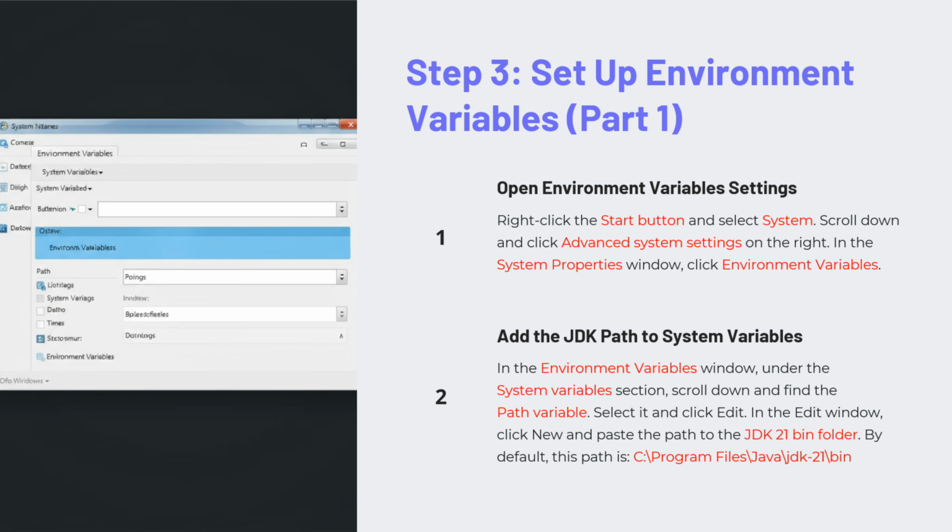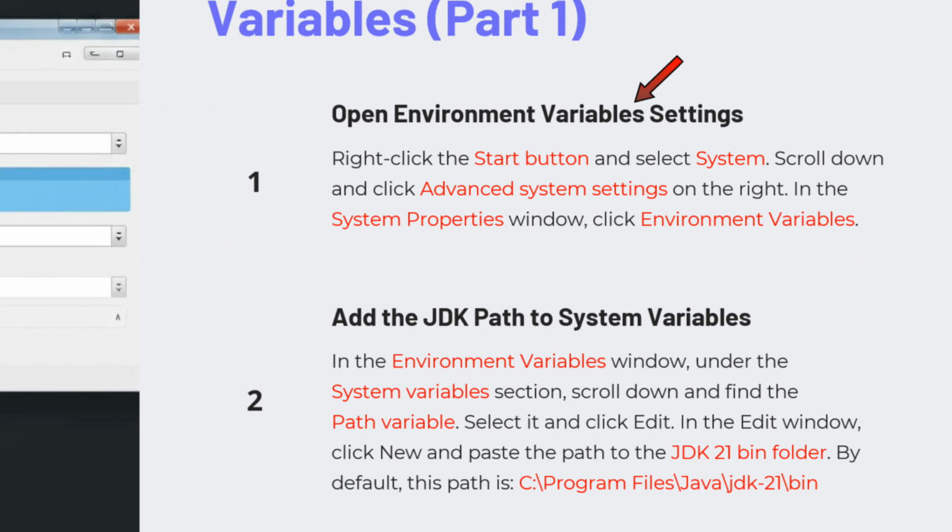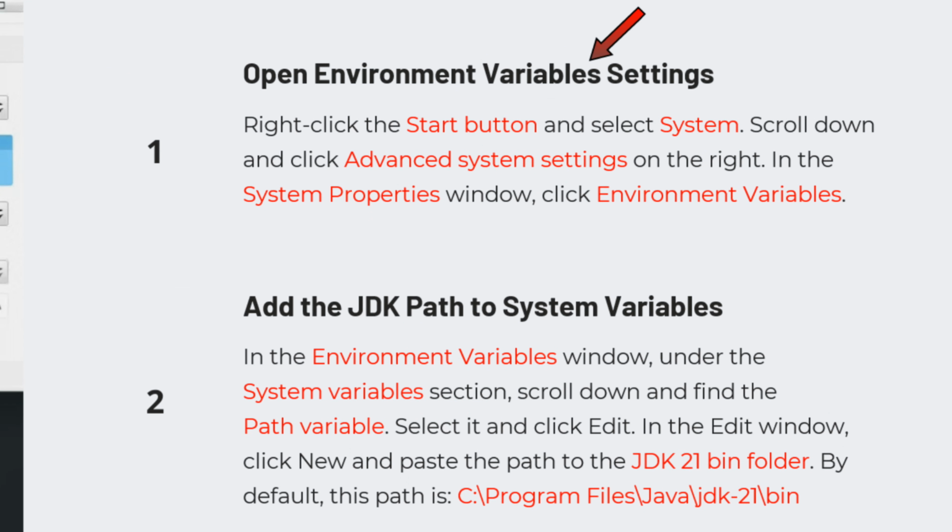Step 3 is set up environment variables. For that, first open the environment variable settings. Here you can see the instructions. Follow this to open the environment variable settings. Then add the JDK path to system variables.